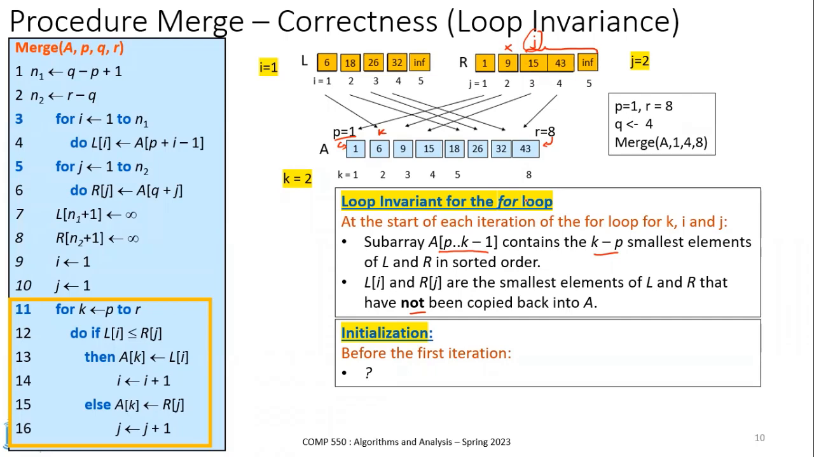But is this part really important, that they're the smallest elements of L and R? Is that really necessary to be stated? Jane, can you make a case for that? That seems to be redundant information in the loop invariant, or somebody else? I'm sorry, can I get your name again? Harrison? Okay.